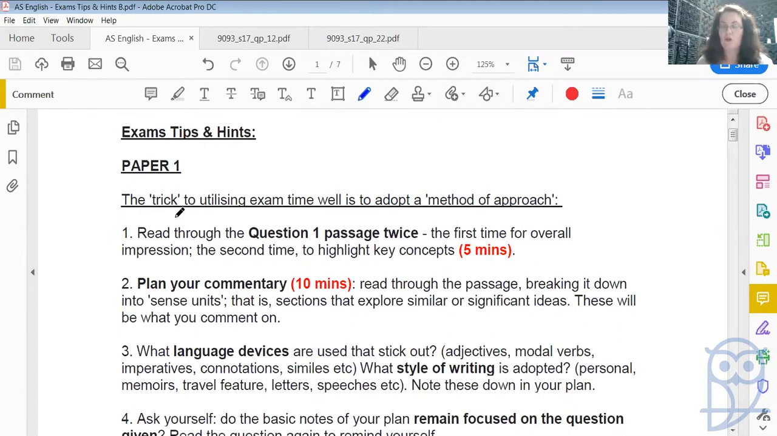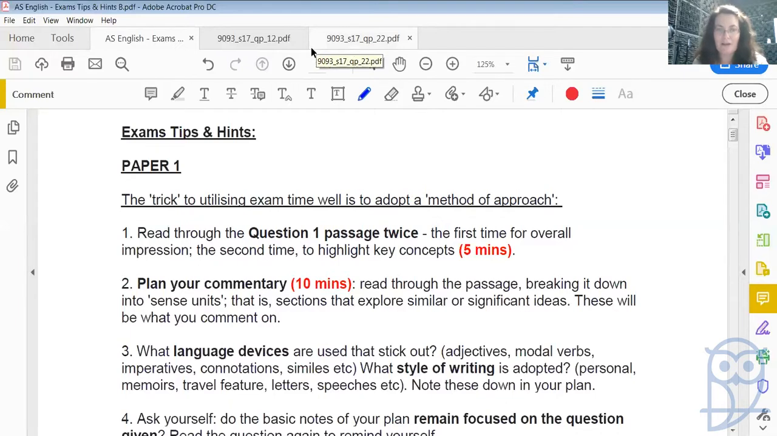Number 1, read through the question 1 passage twice. The first time for overall impression, the second time to highlight key concepts. So this should take you 5 minutes.